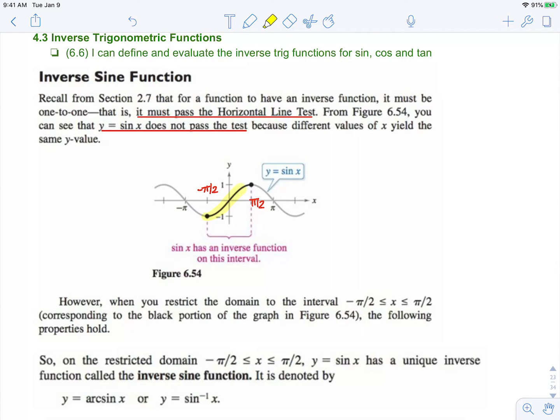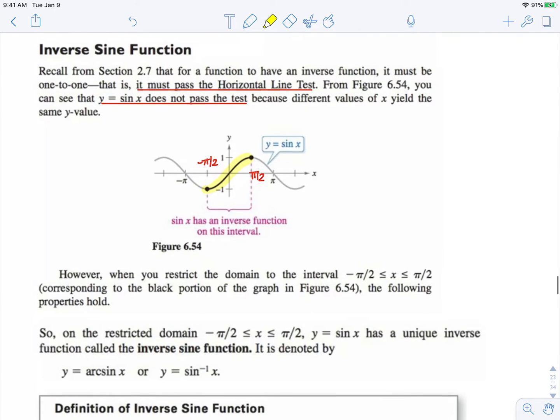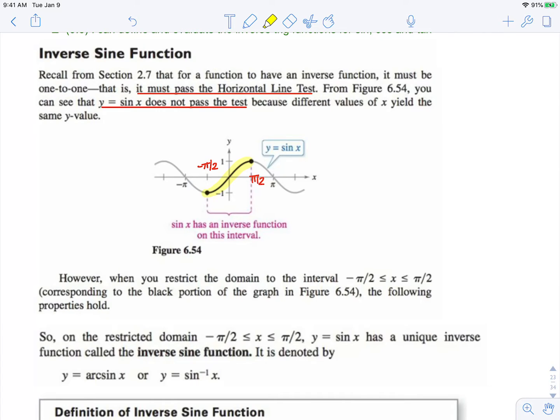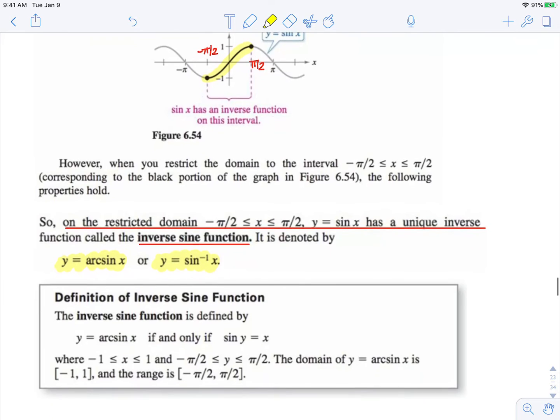will have this piece of a sine curve. And if you only focus on that piece, it does pass the horizontal line test. So, on the restricted domain, negative pi over 2 to pi over 2, y equals sine x has a unique inverse function, and it's called the inverse sine function. And these are the two notations you can use for those functions, arcsine or sine inverse of x.